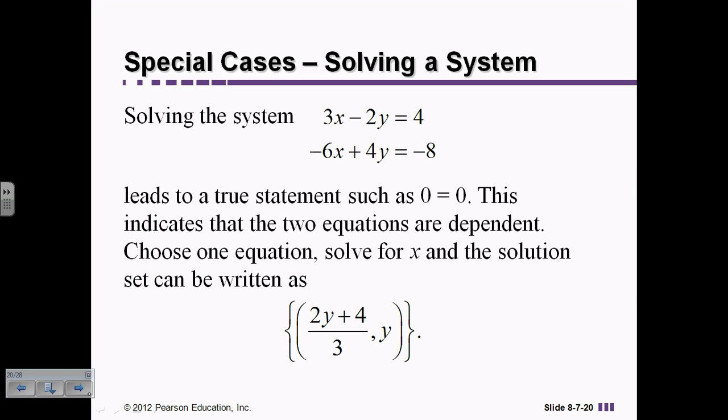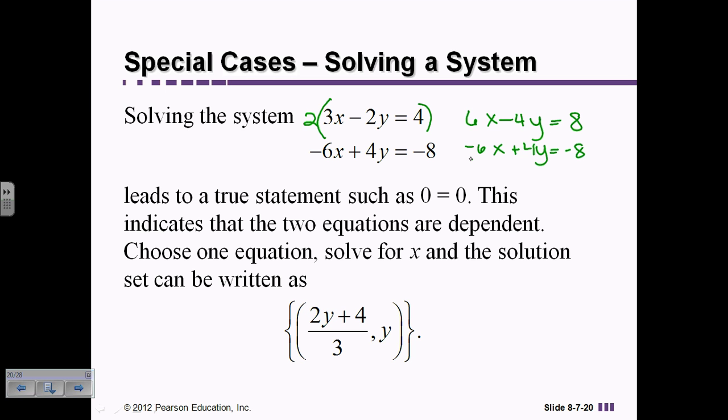Okay, so then this problem is a little bit different. And what we're going to do this time is the same thing. We're looking at our x's and we're saying we're going to cancel out our x's. So we're going to multiply the top equation by 2. And when we do that, we get 6x minus 4y equals 8. And for the second equation, we get negative 6x plus 4y equals negative 8.